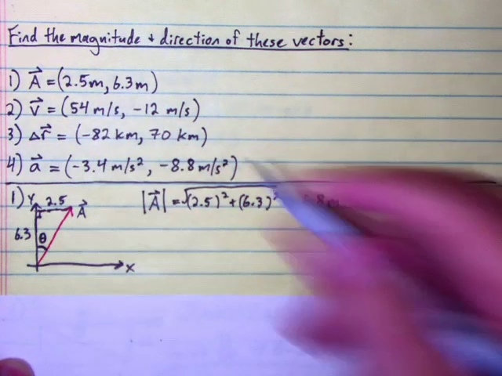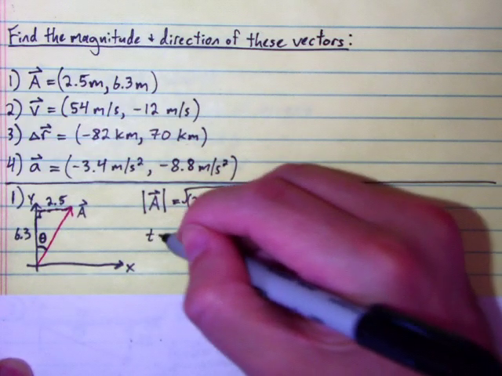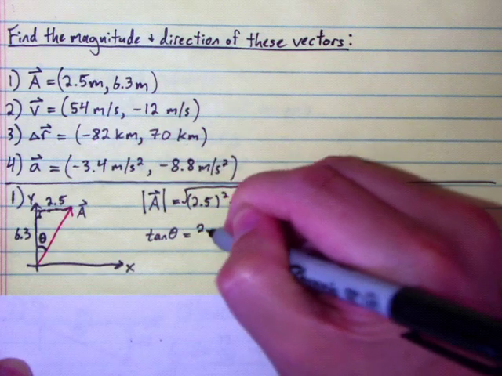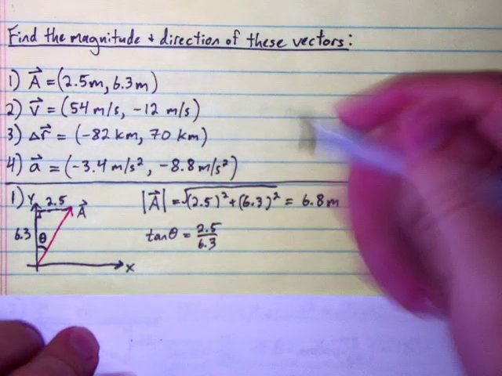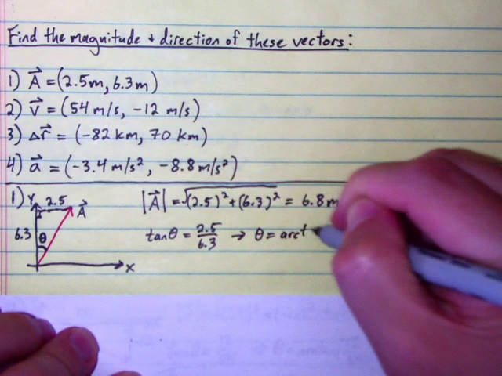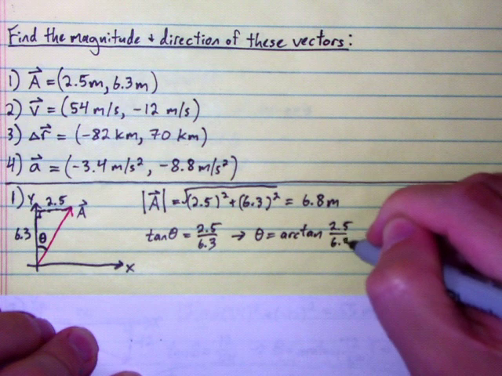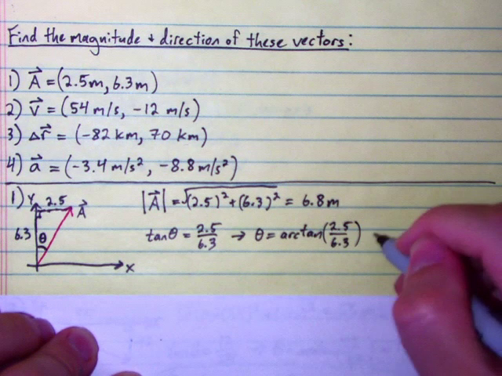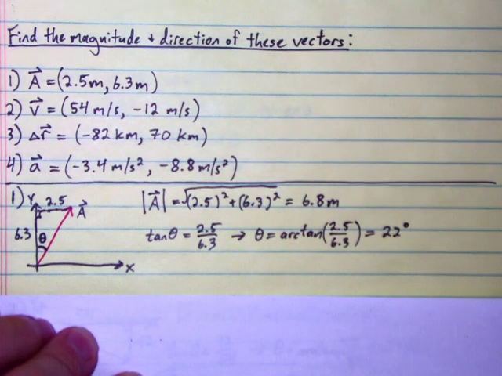Now we need the angle. We usually use tangent to get the angle if we know the two components. So we'll say that tangent of that angle is opposite over adjacent, 2.5 over 6.3. So that means that the angle theta is equal to the arctan of 2.5 over 6.3, which is going to come out to about 22 degrees.